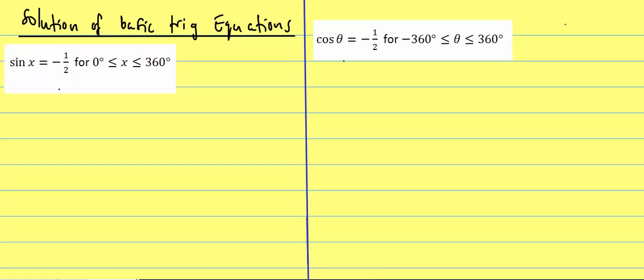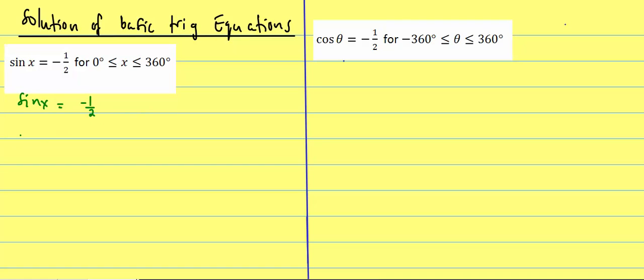But in some cases, we require a certain number of solutions within a restricted domain, such as 0 is less than or equal to x, which is less than or equal to 360 degrees. So I'm going to take you through the steps that you require to arrive at those solutions. So firstly, I will take down the equation sin x is equal to minus a half.